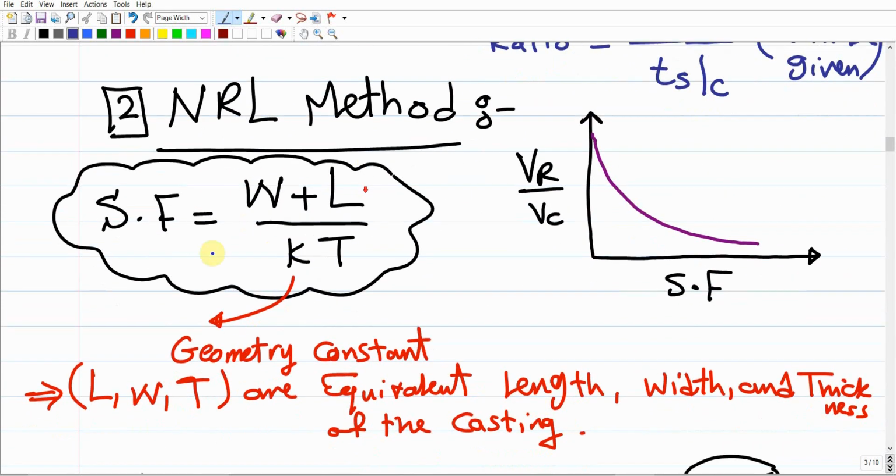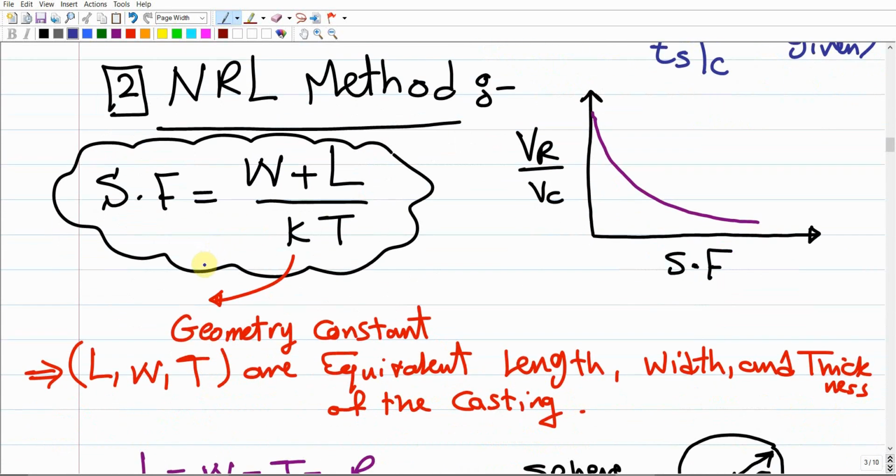For the Naval Research Lab method, we said that this method depends on the calculation of a shape factor. This shape factor depends on the geometry of the casting. We don't consider the riser in the calculation of the shape factor. We just consider the casting dimensions. W, L, and T are the equivalent length, width, and thickness of the casting.